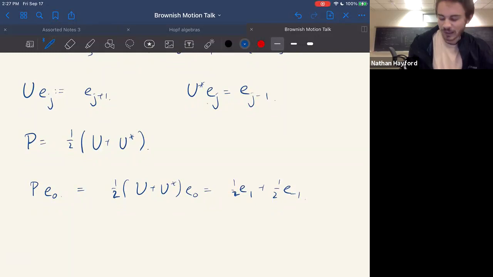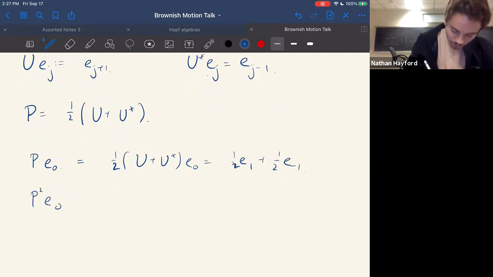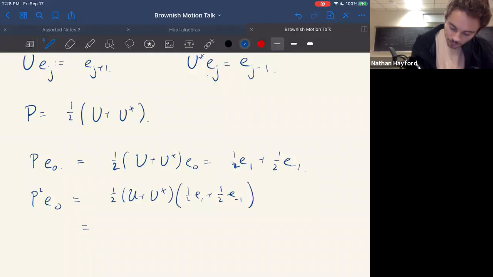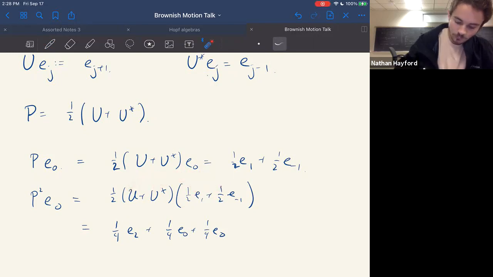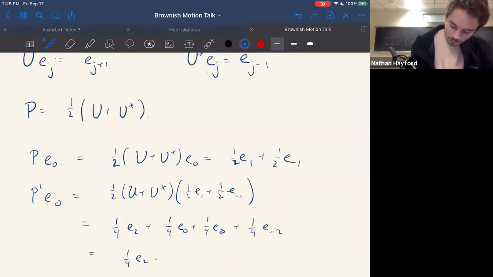We could even stop there and just claim that everything else is very transparent. But let's go one more step. P squared E0, and see what happens. This is just 1/2 of U plus U star applied to this pair of vectors, 1/2 E1 plus 1/2 E minus 1, which gives us 1/4 times E2 plus 1/4 times E0 plus 1/4 times E0. One of these is coming from this applied to this, and this applied to that, the cross terms, and then finally plus 1/4 E minus 2. Overall that gives us 1/4 E2 plus 1/2 E0 plus 1/4 E minus 2.